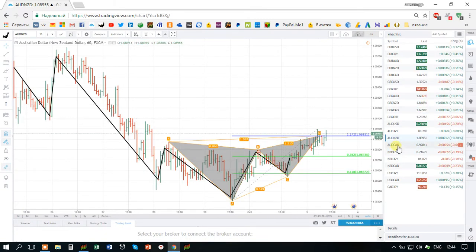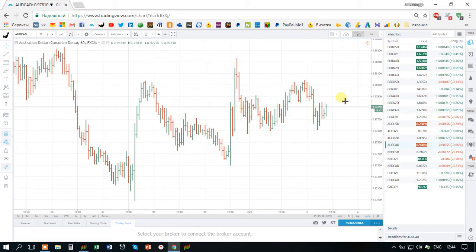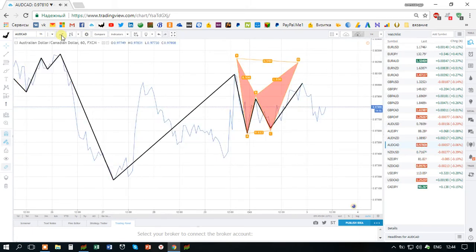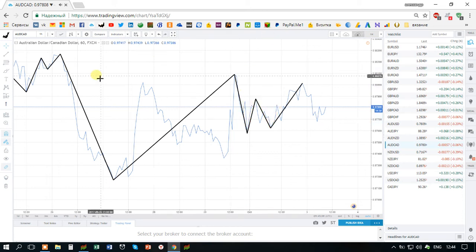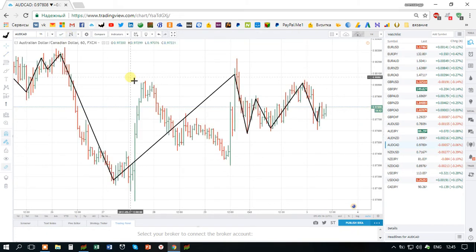Okay, let's go next. Aussie Canadian. Aussie Canadian, we don't have anything here. We don't have this pattern anymore. I think we don't have this pattern anymore, but it can go higher as well. Aussie Canadian, and we don't have anything else.